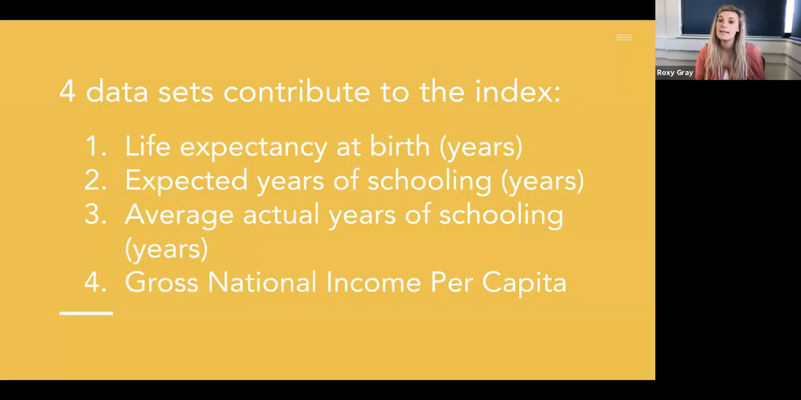There are 4 different data sets that contribute to making that single number, that index, and they are life expectancy at birth, measured in years, expected years of schooling, measured in years, average actual years of schooling, measured in years, and gross national income per capita, which is not exactly the same thing as gross domestic product per capita, but they're similar enough, and we're going to spend a little bit more time unpacking what gross domestic product is per capita later. So don't worry if you don't know what that is. Hopefully the other 3, though, are fairly straightforward to you.